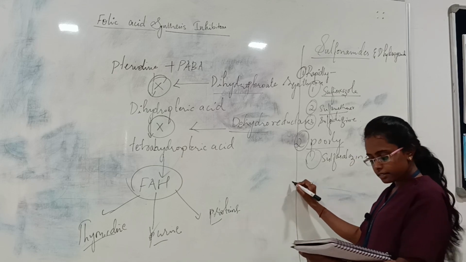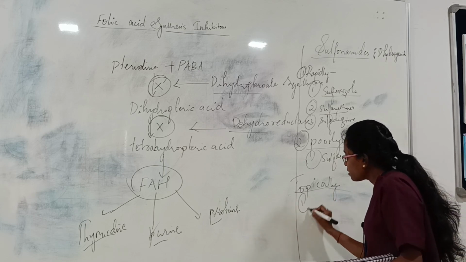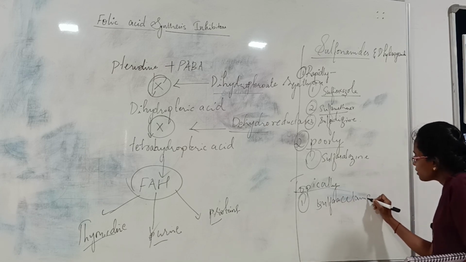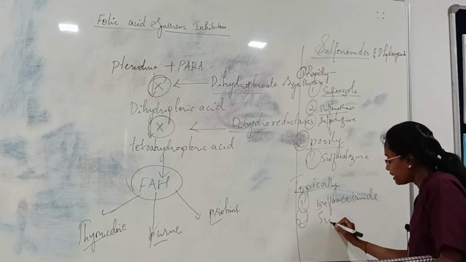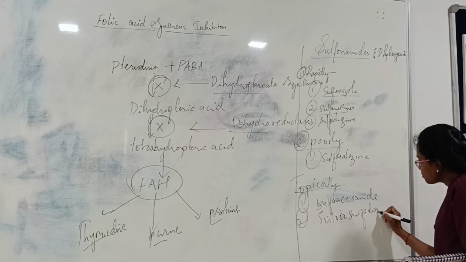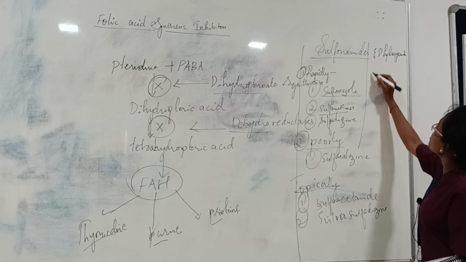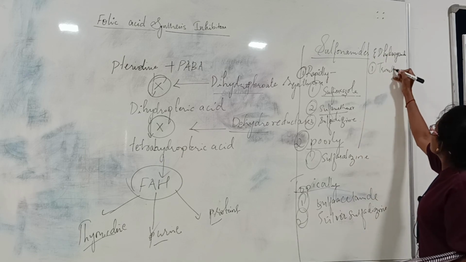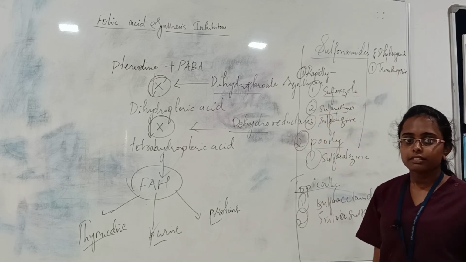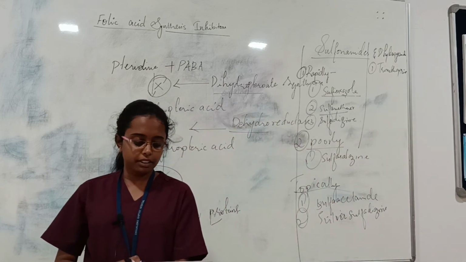And we have topical agents, topically used in powder form: sulfacetamide, silver sulfadiazine. These are the drugs coming under sulfonamides. And in diaminopyrimidines, only trimethoprim. And the combination will give cotrimoxazole. Okay. Now we'll see one class, one drug.